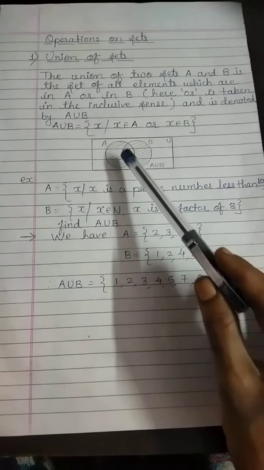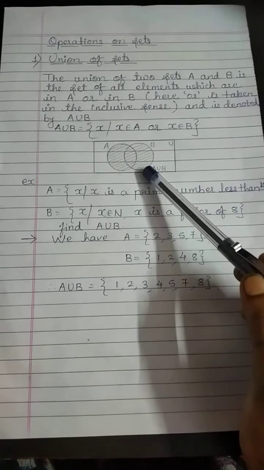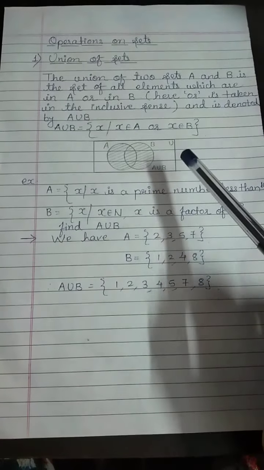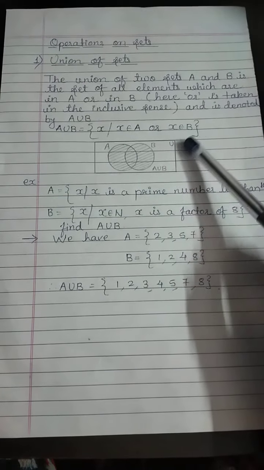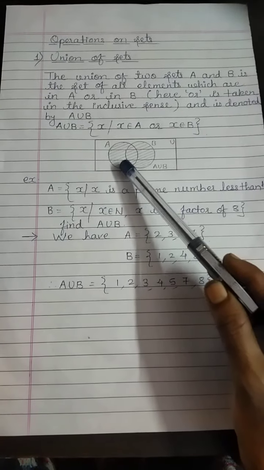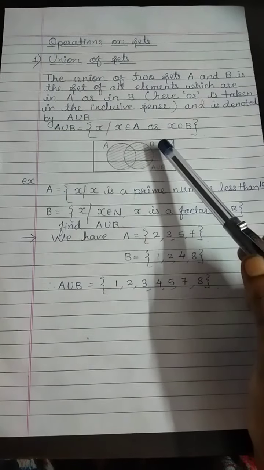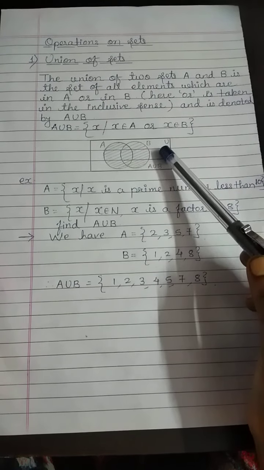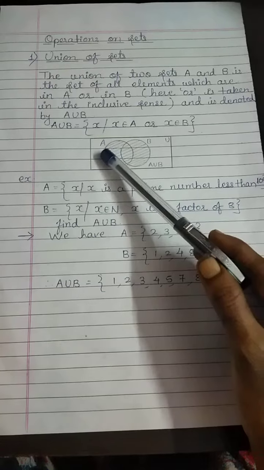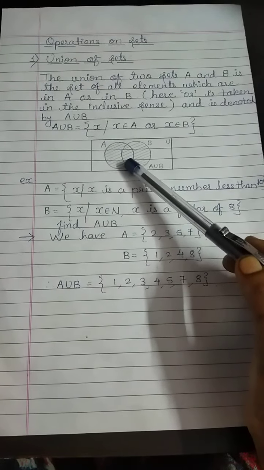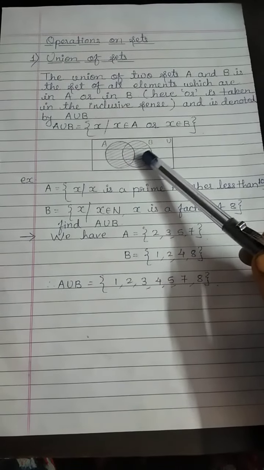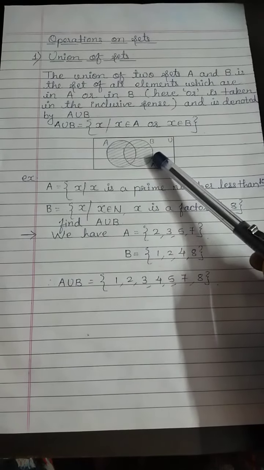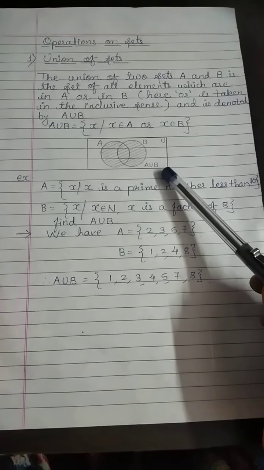Now if we try to draw the Venn diagram, then the diagram will be like this. This is a rectangular box, nothing but the universal set, which is denoted by U. And here we have two sets, set A and set B. Now, since while writing the union of two sets we are going to consider all the elements of set A as well as all the elements of set B, this shaded portion shows A union B.